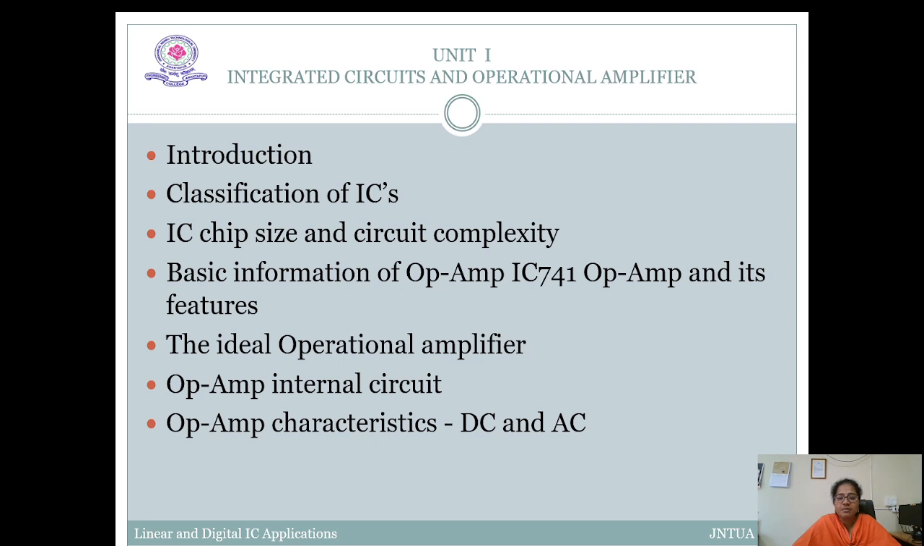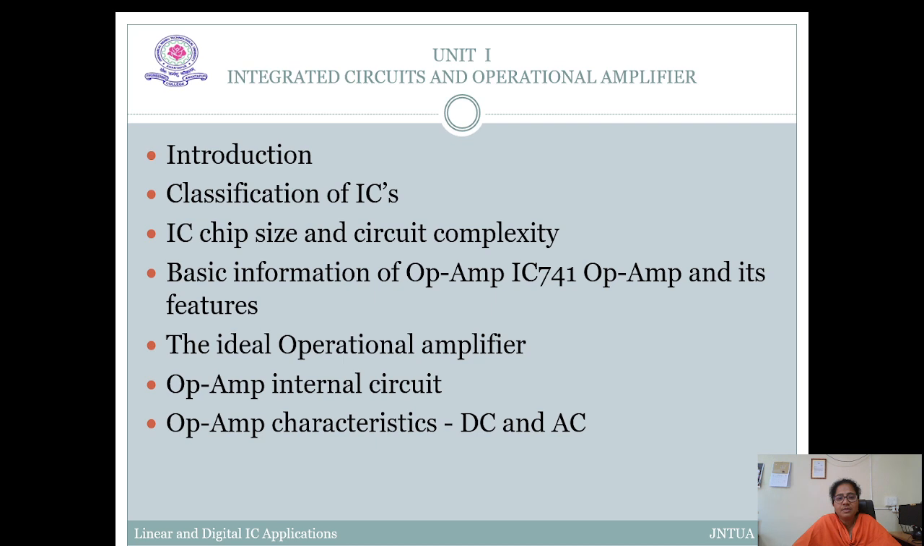So here we should know what exactly an IC is, and what the advantages and disadvantages of an integrated circuit are. Integrated circuit: here itself we have the word integrated. All the circuits are integrated on a single semiconductor material. That semiconductor material, based on the application, may be germanium, silicon, or gallium arsenide, right? But generally we prefer to use silicon because of its advantages.